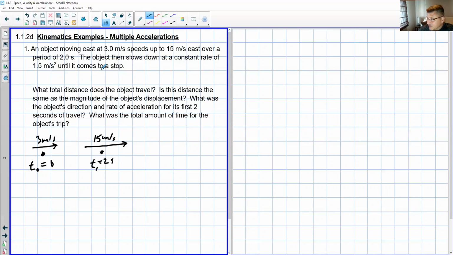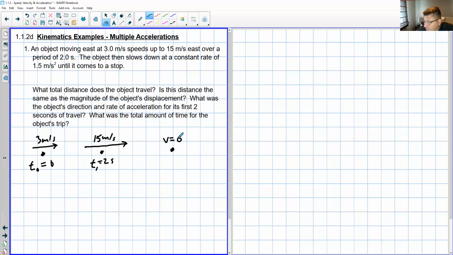Then the object slows down at a constant rate of 1.5 meters per second squared until it comes to a stop. So over here somewhere, notice we're never told the object changes direction or anything. It just keeps going east. It slows down, it comes to a stop. So the speed here is 0.